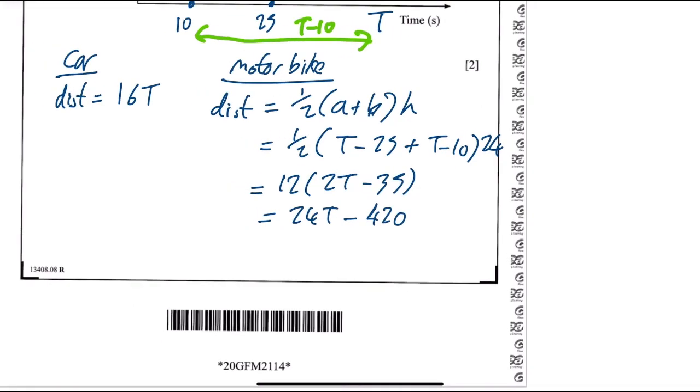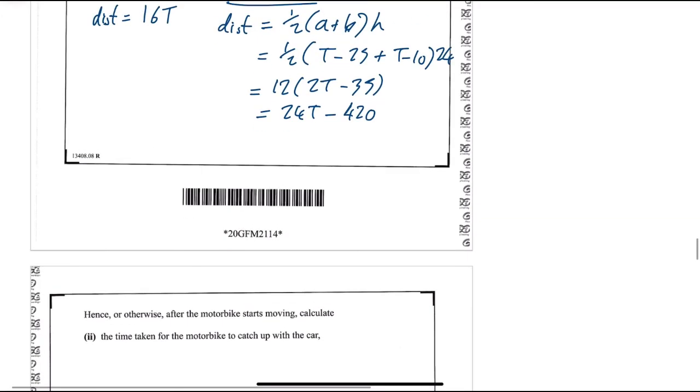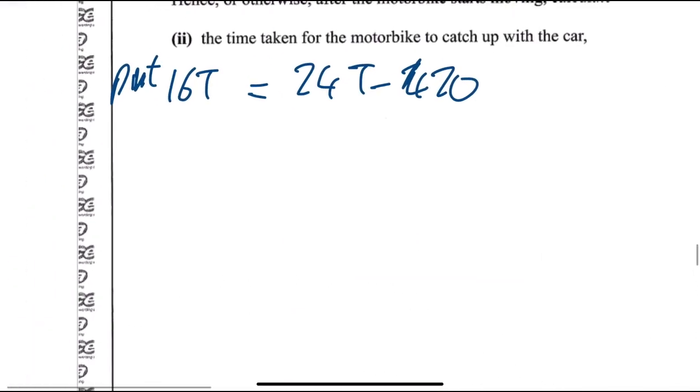And then we're going to put those two things equal. So we just put those equal. Go on down to this next page now to do that. What do we have? 16t. Put 16t equal to 24t minus 420. Zoom in on that now. So we've got that.